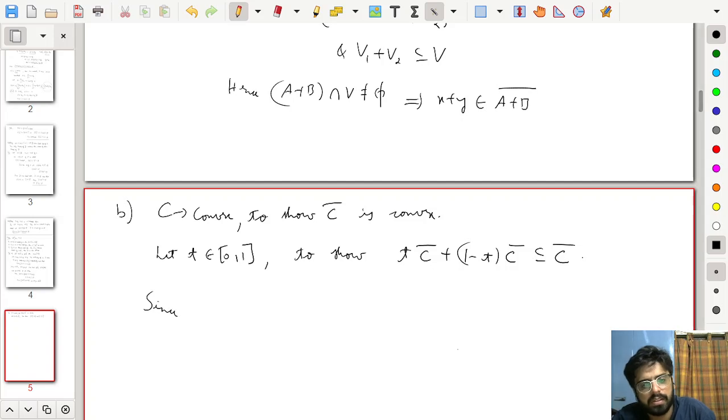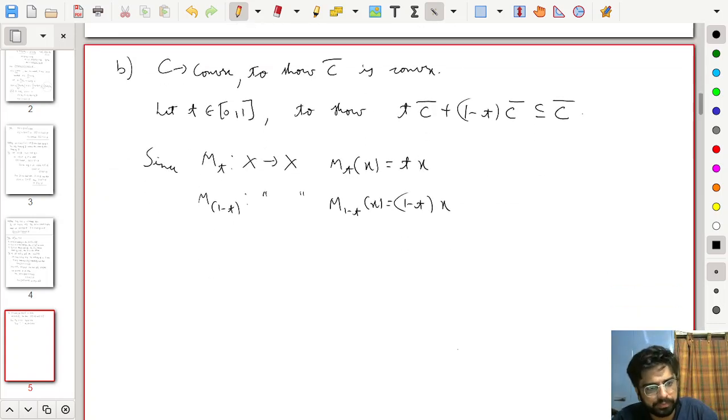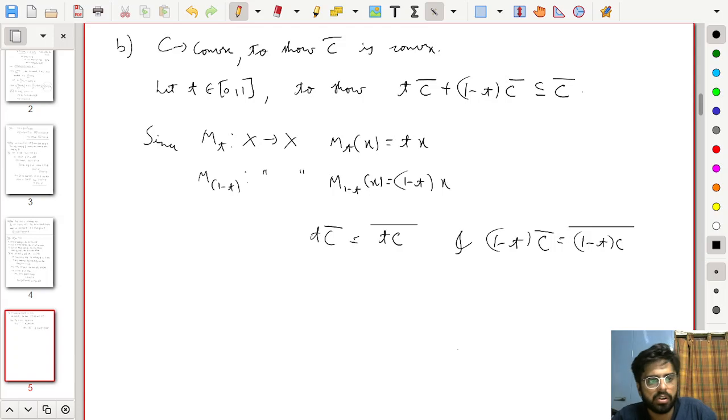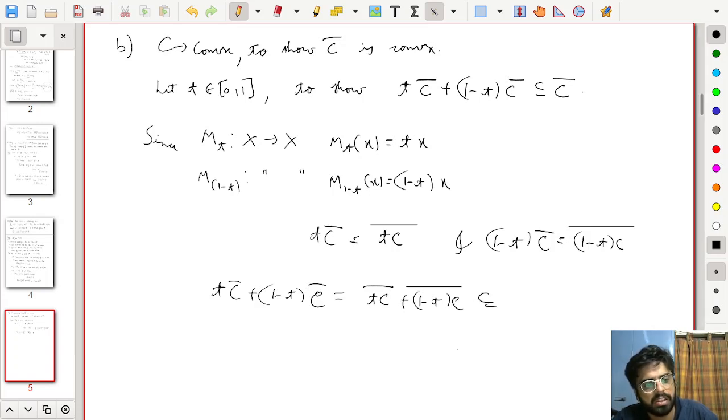Now, let M_t be the map x going to t times x, and M_(1 minus t) the map x going to 1 minus t times x. These are homeomorphisms, right? Since these maps are homeomorphisms, t times C closure will be equal to the closure of tC, and 1 minus t times C closure will be equal to the closure of (1 minus t)C. So we get that t times C closure plus 1 minus t times C closure is equal to the closure of tC plus the closure of (1 minus t)C.